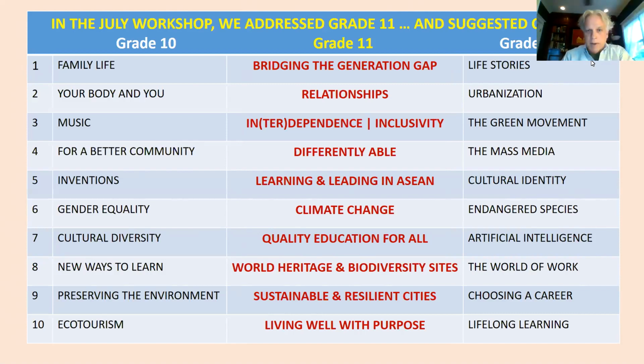So let's just run down the middle column. Bridging gaps, bridging the generation gap. Relationships generally. We talked about independence, dependence, and interdependence, inclusivity. Unit 4 was what we talked about back in March, being differently able. 5, learning and leading in ASEAN. Climate change, quality education for all, not just 1% or 10%, but for everyone. World heritage and biodiversity, sustainable and resilient cities, and living well with purpose.